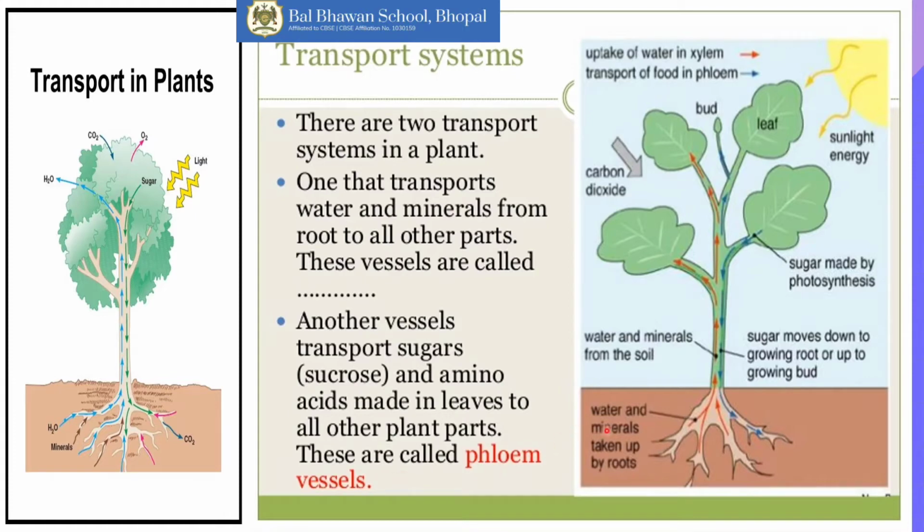So, water and minerals are transported from root to the stem and then to the leaves by means of vessels which are known as xylem. And the food which is being made in the leaves by the process of photosynthesis is transported to each and every part of the plant by means of other vessels known as phloem vessels.